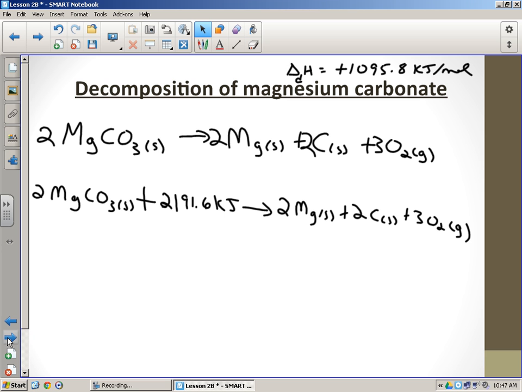All right? So first of all, this is decomposition. It's the opposite number in the data booklet. That's for formation. We want decomp. It was negative 1095 for formation. We're going to change it to a positive 1095 for decomp. That's per mole. We're breaking down 2 moles according to the balanced chemical equation, so I need twice the amount of energy or heat. Okay? Good? Yes?